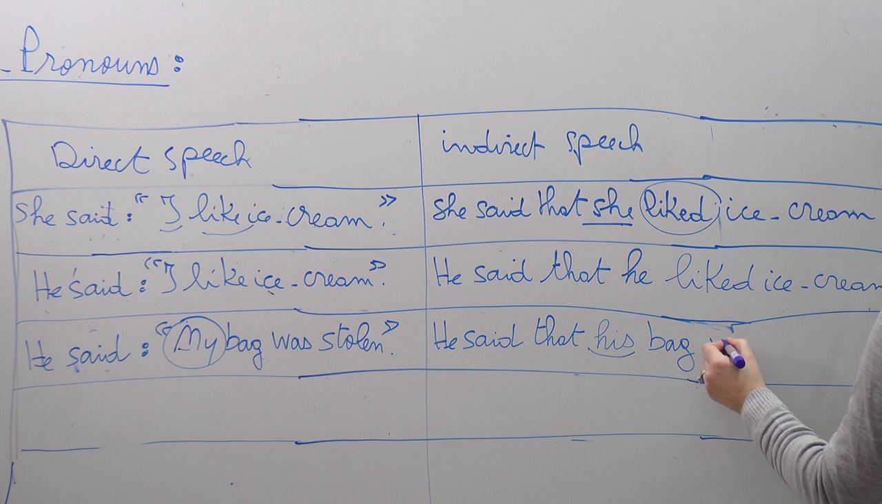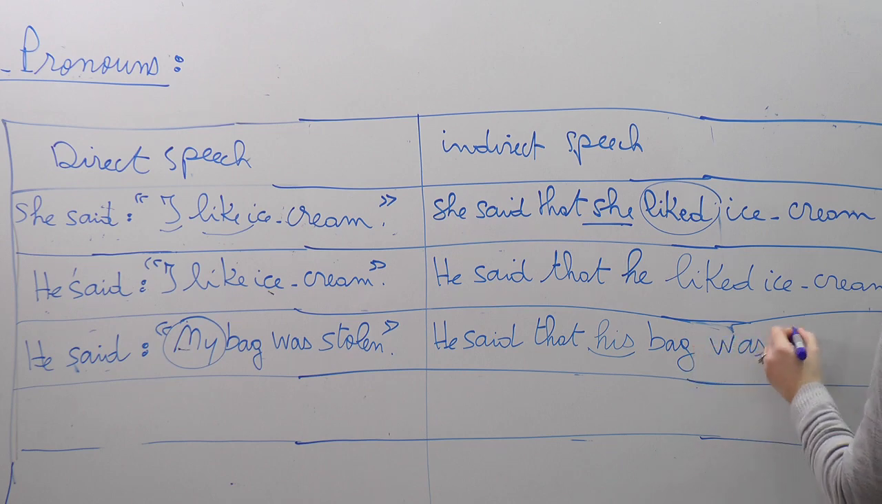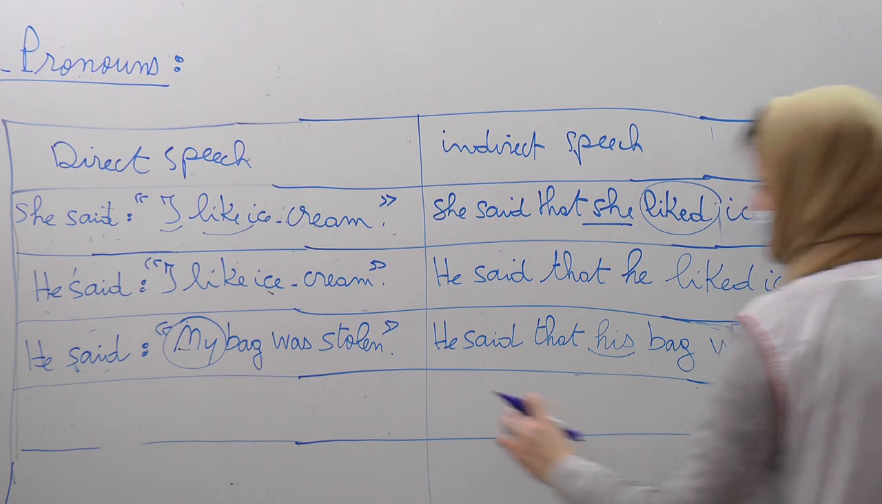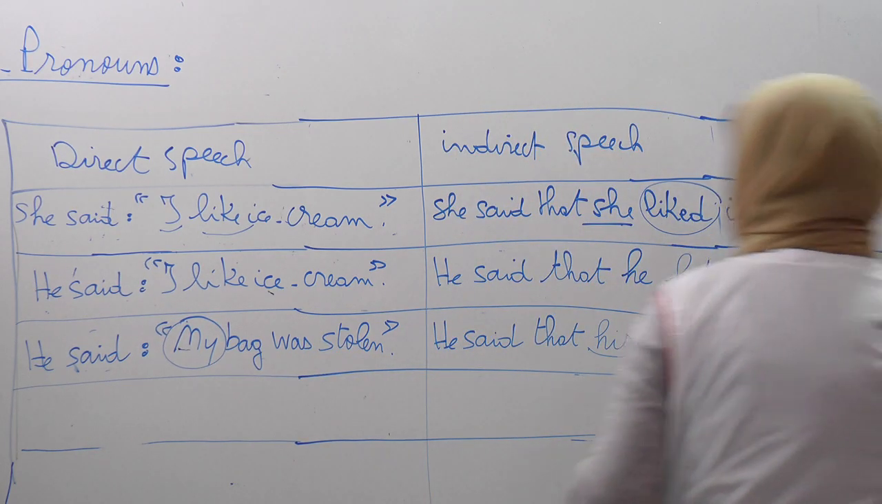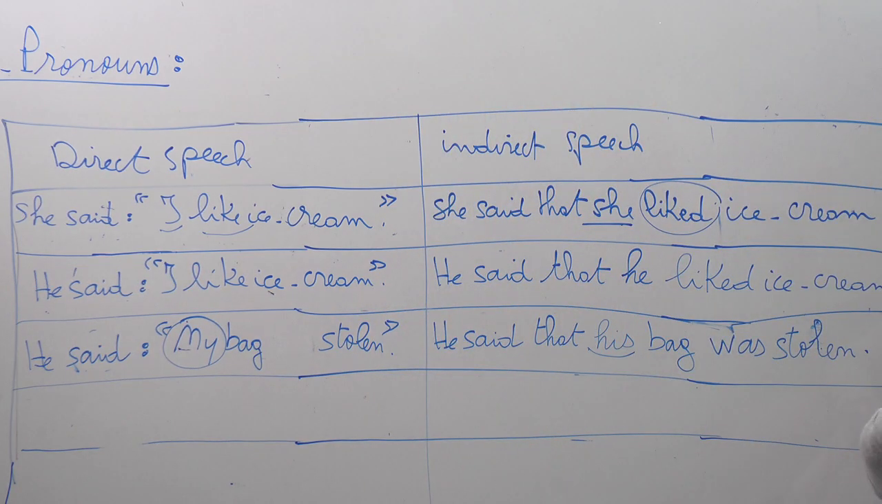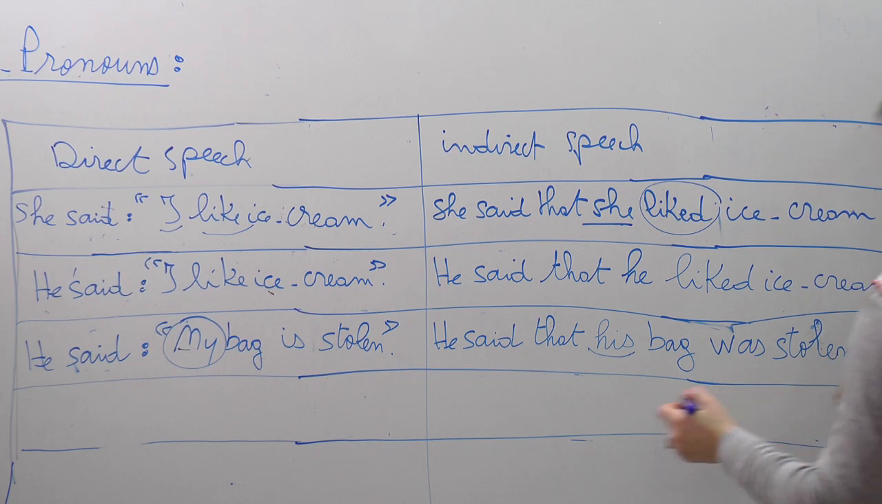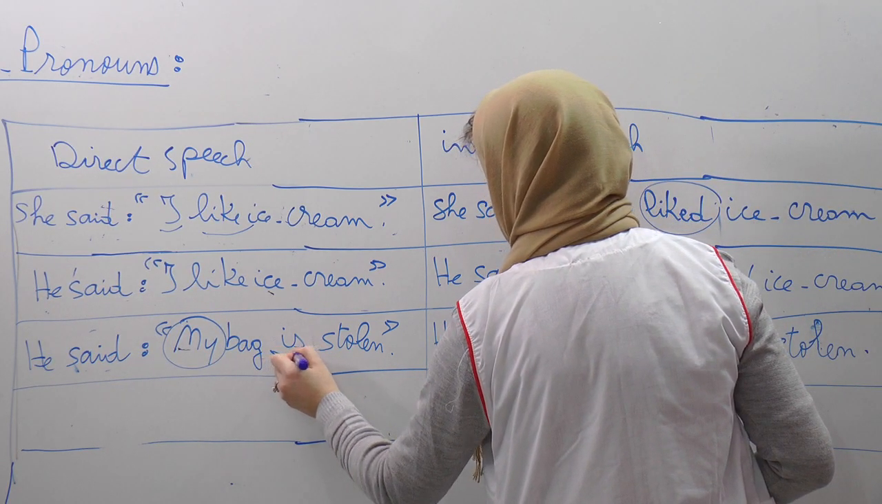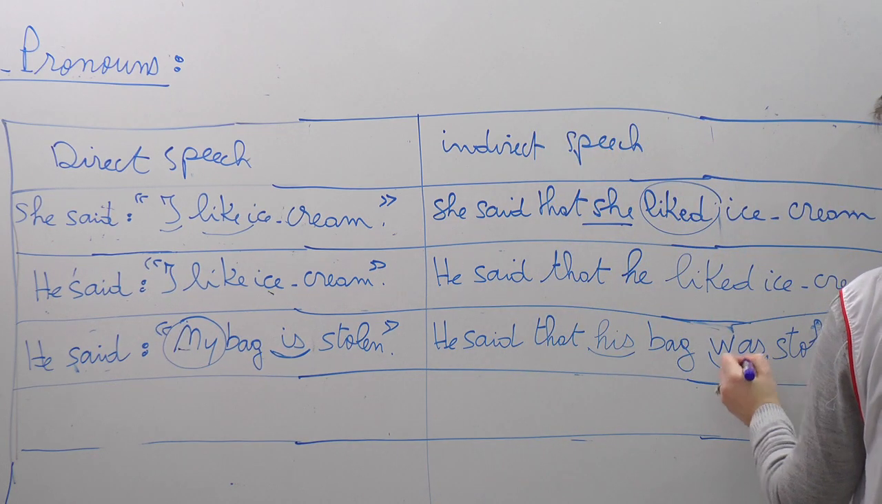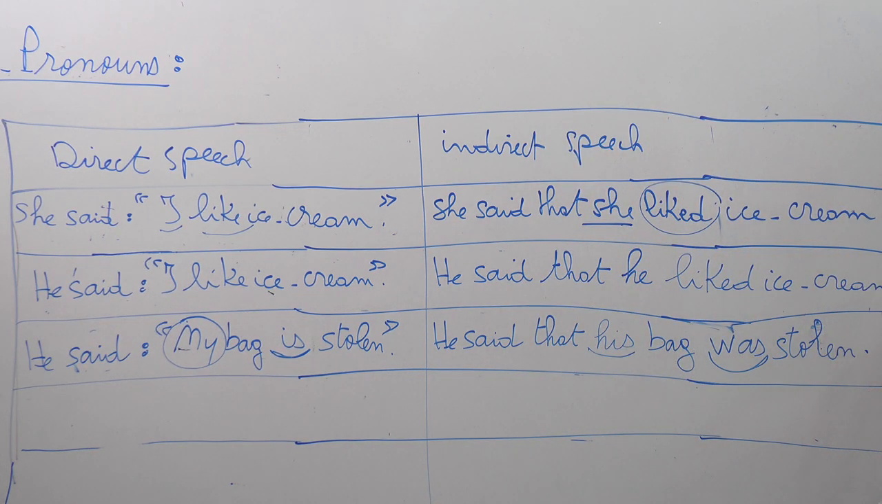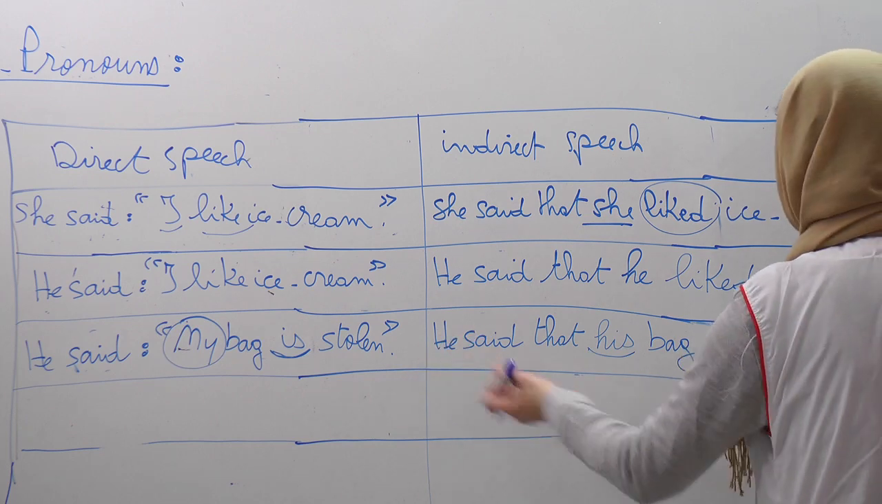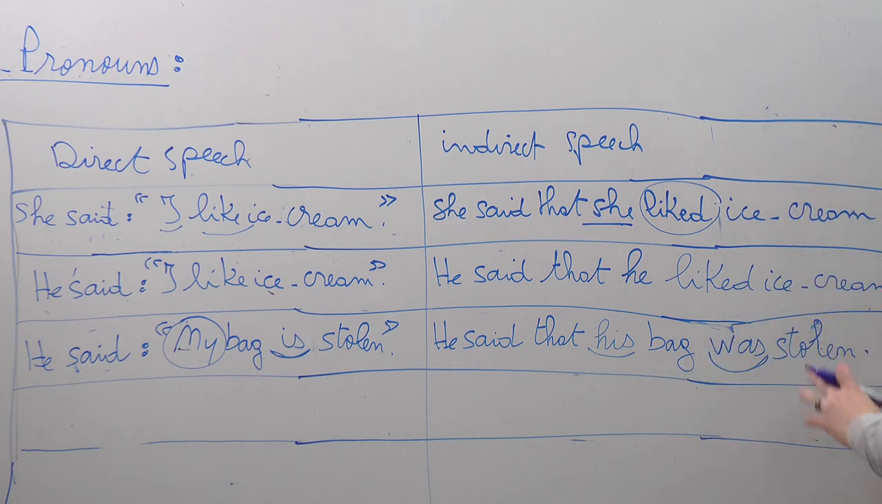His bag was stolen. Was stolen. And here it is "is", not "was". Is stolen. He said that his bag was stolen. So the verb here is present, it becomes "was", the past simple. So here is the passive voice. Is stolen, the verb to steal. This is a passive voice.